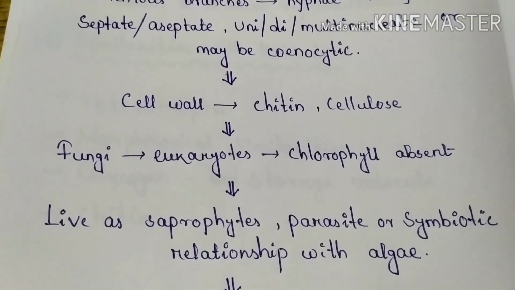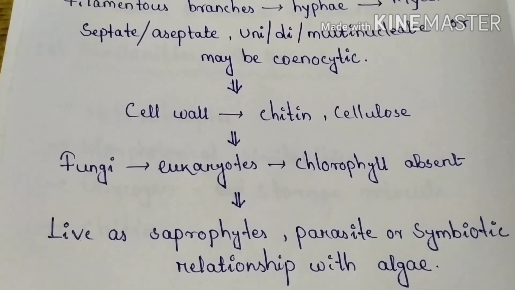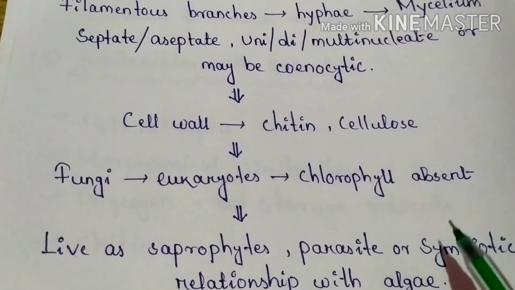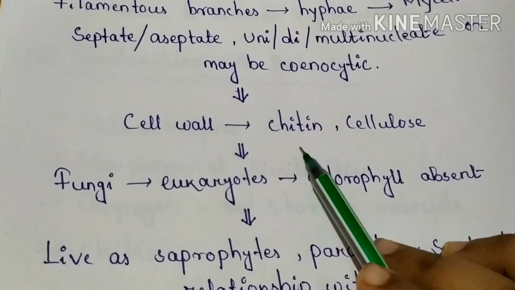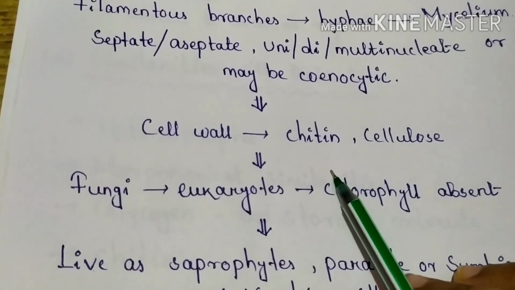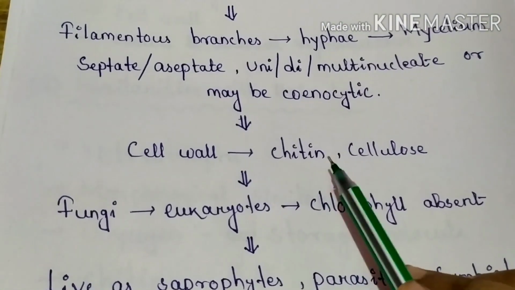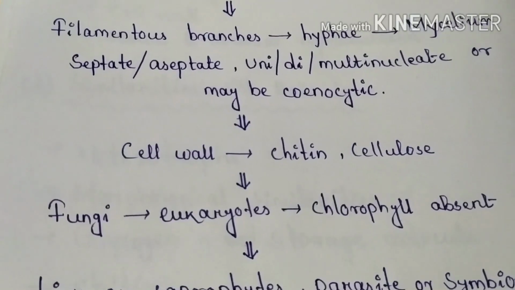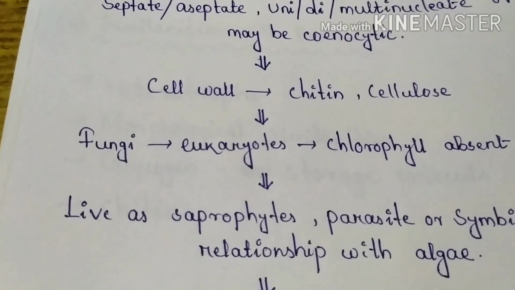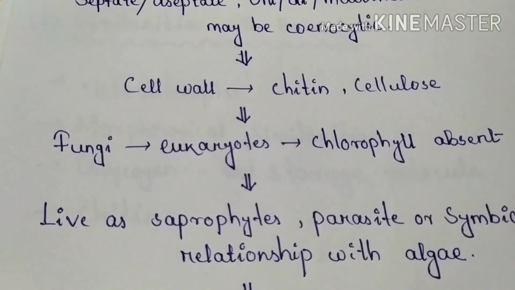Then next point, as we know, fungi contain a cell wall. Fungal cells are similar to plant cells in exhibiting a cell wall, and the main components of the fungal cell wall are chitin and cellulose. So we have to remember this most important point of fungal character, that the fungal cell wall is made up of chitin and cellulose. Then as you know, fungi are eukaryotes. That means fungi contain a well-developed nucleus and membrane-bound organelles.